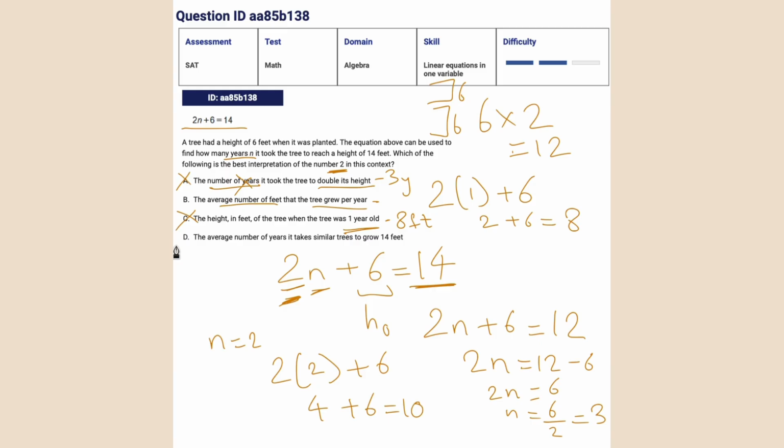Option D, the average number of years it takes similar trees to grow 14 feet. No, that's not at all what the question said. We didn't talk about it at all. We're just calculating it for this single tree. We're not saying it also applies to other trees as well. No, that's not what we're talking about here.